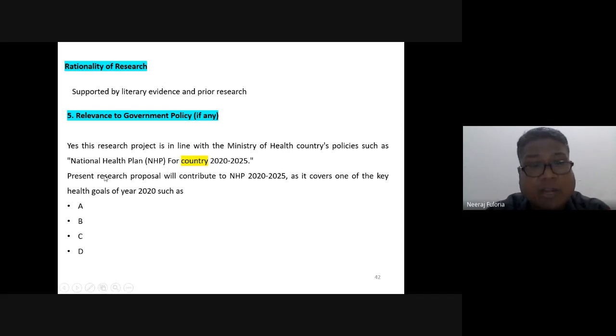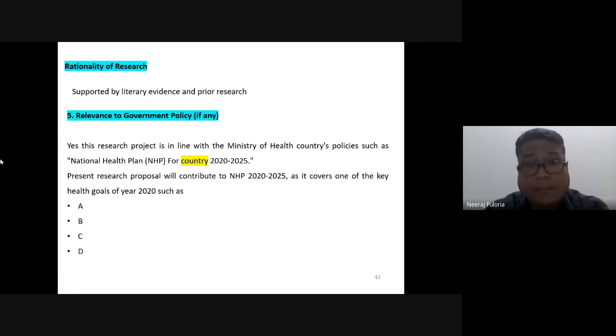Then you have to write their policy name, like the National Health Plan for Cancer, for Diabetes 2020 to 2025 or 2020 to 2040. Likewise, there must be some plan. You have to find it from the link, and that link address you have to paste here. You have to cite it here also, and give a reference.